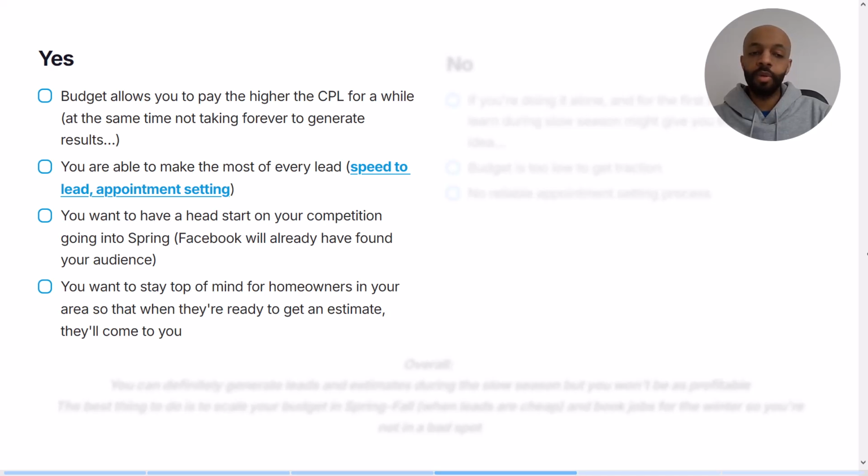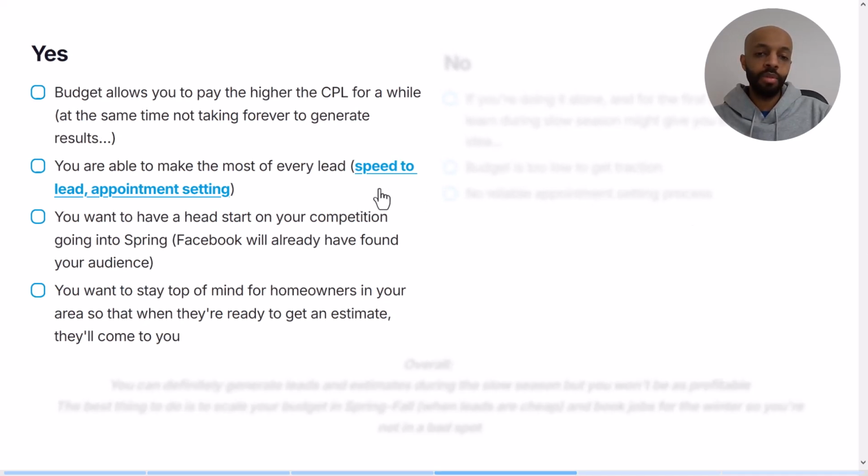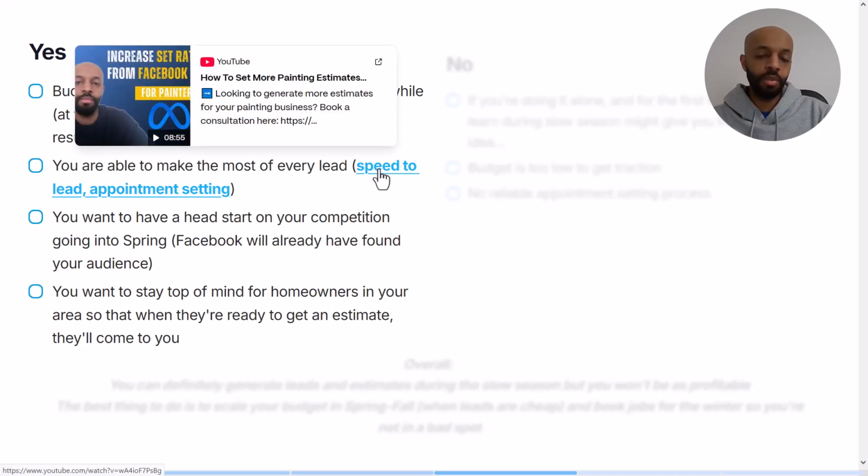Another is that you're able to make the most of every lead because these leads are going to be more expensive, so they're going to be worth more to you now than if you were getting them in summer when the leads are cheaper. So you want to make the most out of every lead. You want to make sure that your speed to lead is on point, your appointment setting is on point. You've got a repeatable process.